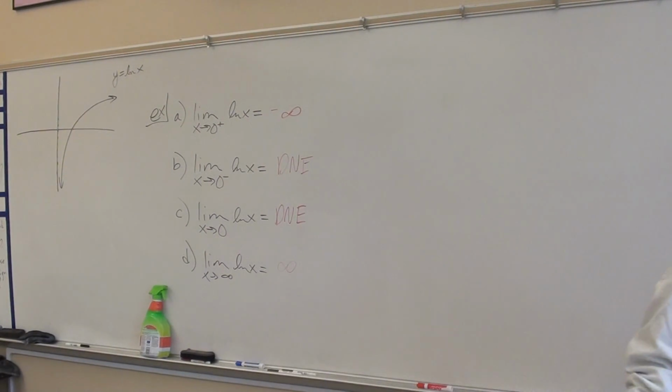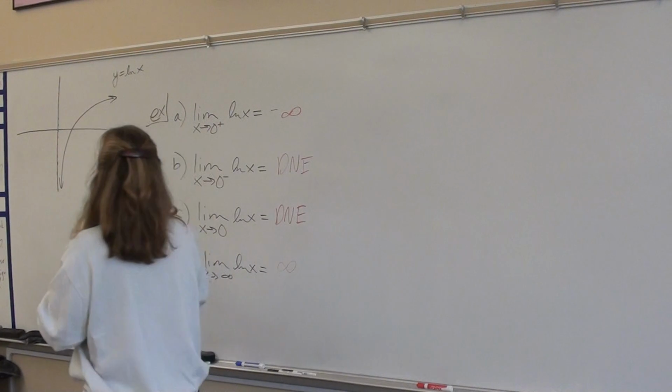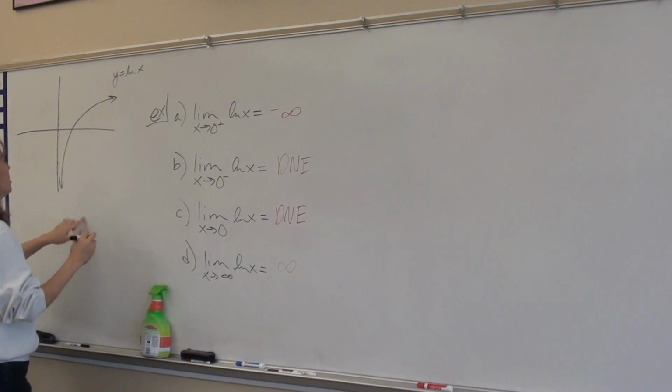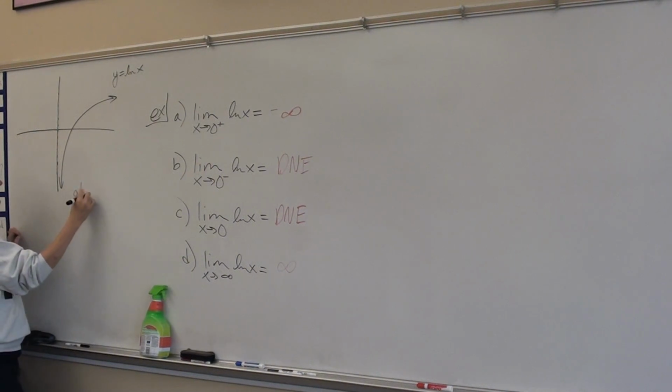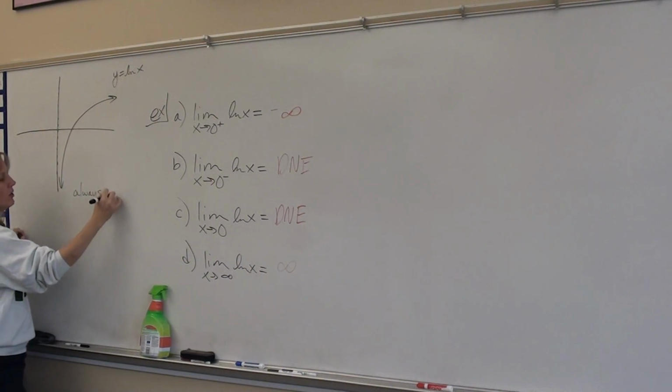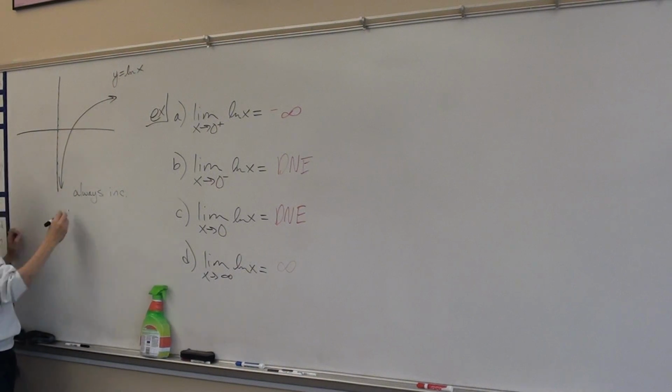Let's talk about some properties of this graph. Just looking at this graph, tell me anything that you notice about the graph. It's black. Okay, besides the fact that the color of the ink is black. All right, what else? It increases and is concave down. It's always increasing, right? It's also concave down.